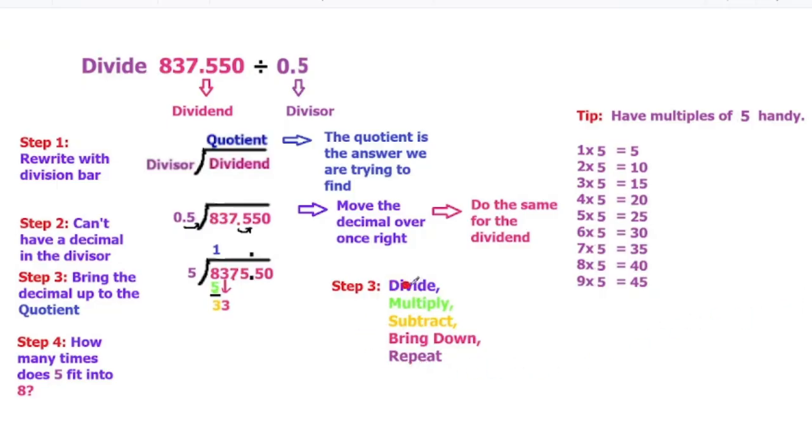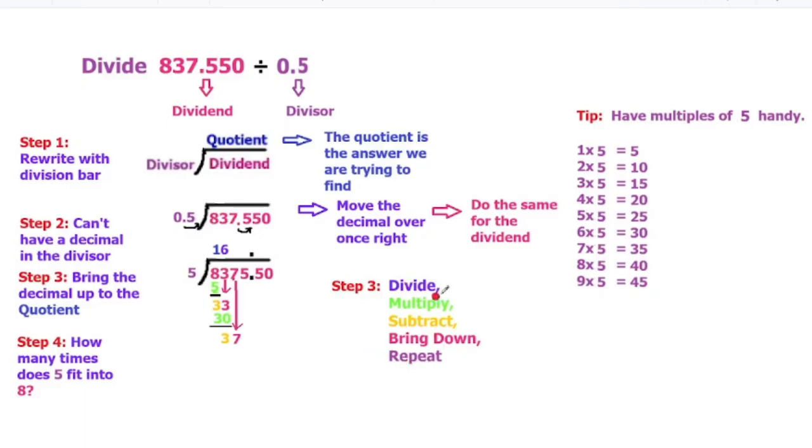So now we go back here and divide. 5 fits into 33 how many times? 6, right? 7 is too many. So now we multiply. 6 times 5 is 30. And the next thing we're going to do is subtract. So 33 minus 30 is 3. Now we bring down. We're going to bring down the 7 to meet this 3. Like that. So now we repeat.